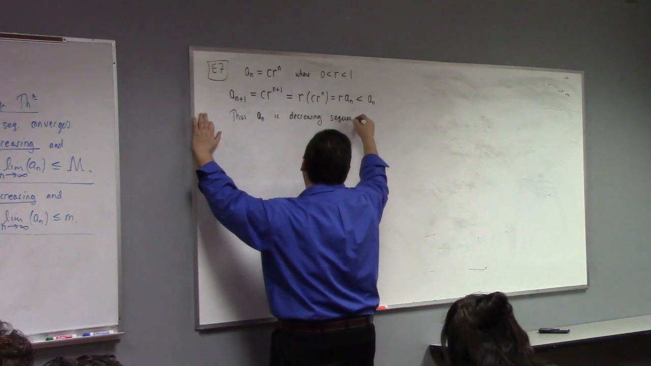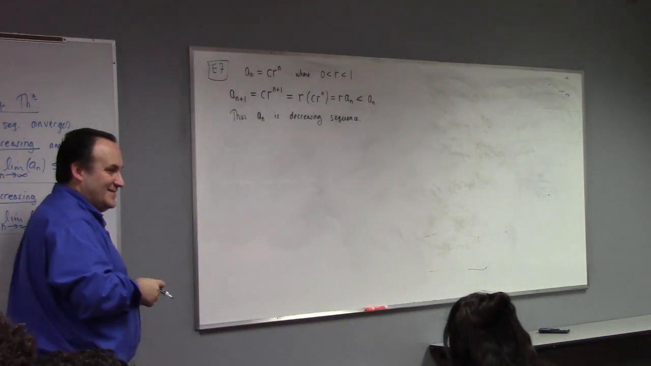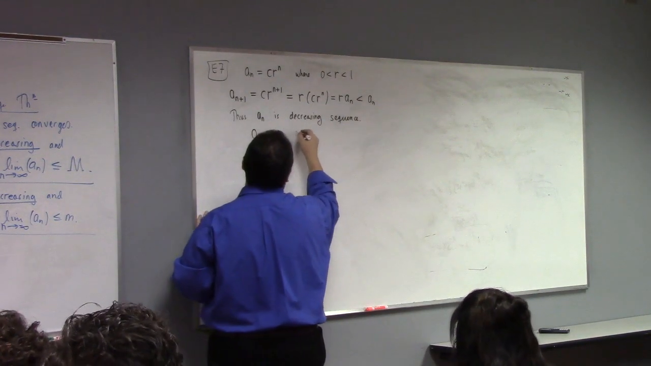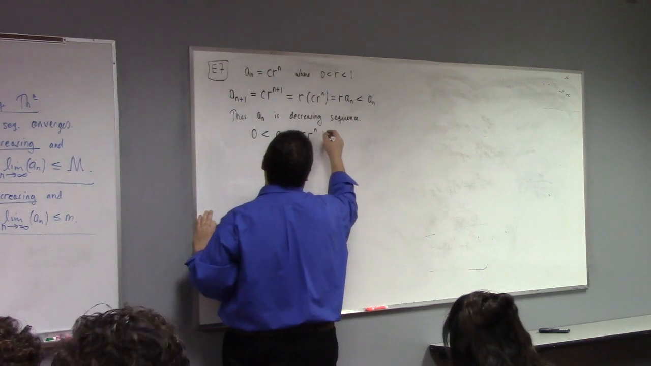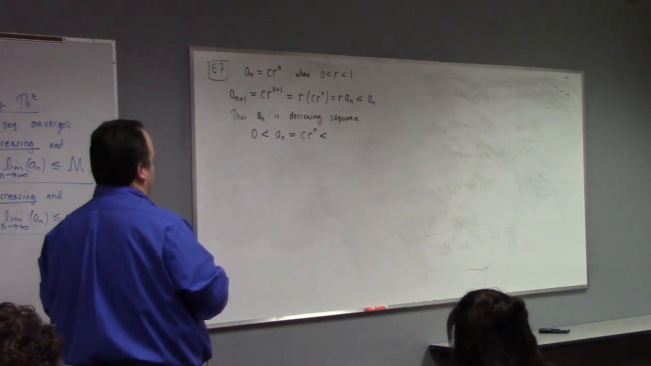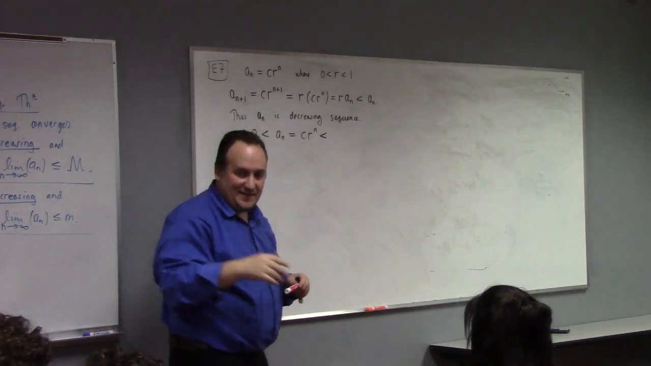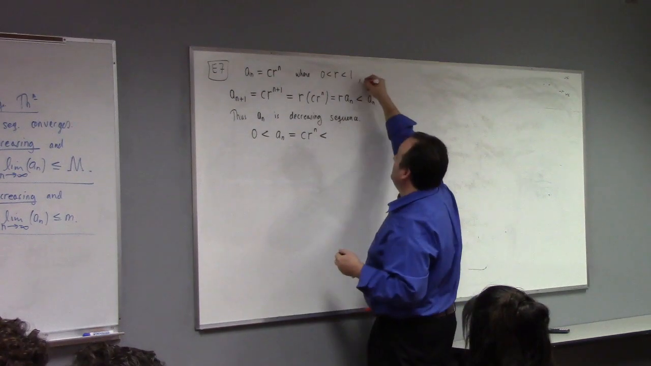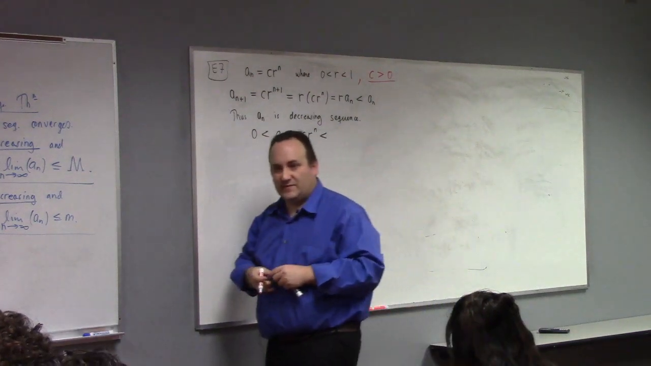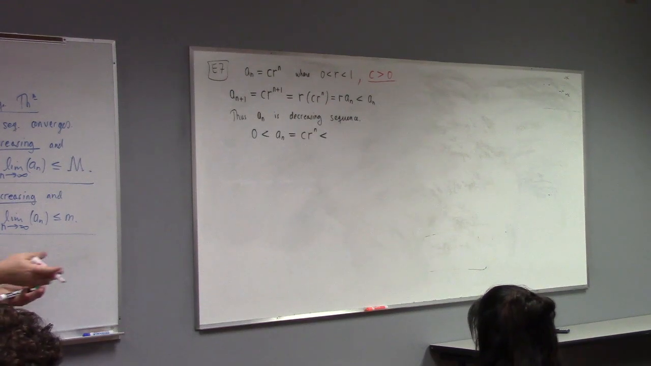Is it bounded? What are the bounds? 0 and 1, very good. So 0 is less than a sub n, which is equal to c r to the n. To make life easier, we can take care of the case that c is negative in a minute. Let's assume c greater than 0. I think in my notes I put c equals 1 for this discussion, and I forgot to do that here. My bad. So let's suppose c is positive.